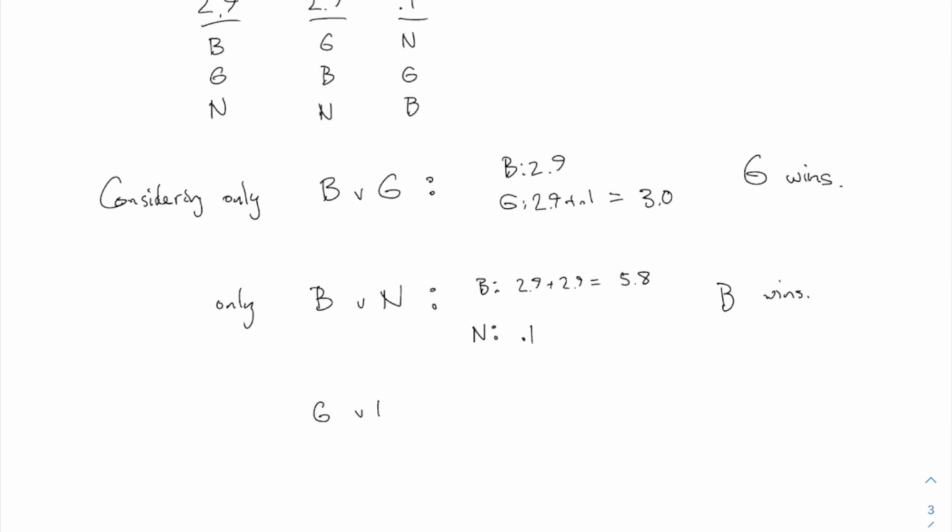This is the other way that I could compare them. In that case, it's similar. Gore would win in the first two columns. Gore is above Nader, and in the last one, Nader is above Gore. So here, Gore would get 5.8, and Nader would get just 0.1. And so Gore wins, all right?